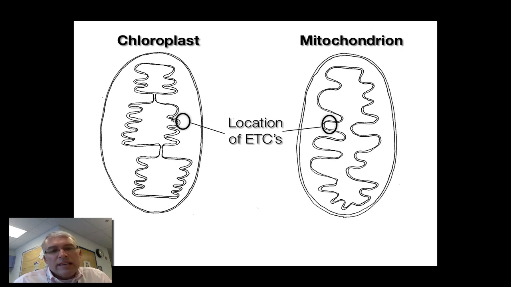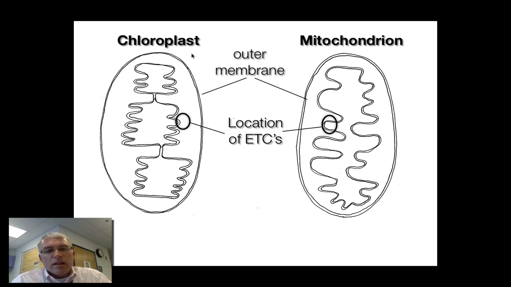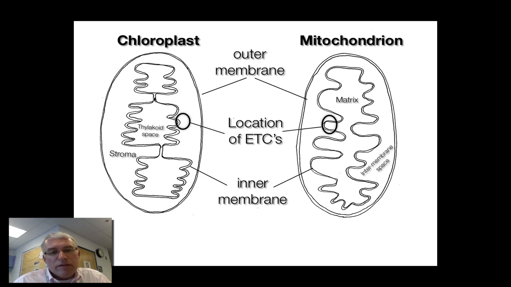Now, in the chloroplast, they also have electron transport chains. They're going to be doing the exact same thing that they were doing in respiration, but in the case of a chloroplast, they're located on the thylakoids, which are these individual layers inside of this larger structure called a grana. Alright, now chloroplasts and mitochondria are both surrounded by an outer membrane, and of course we've talked about the inner membrane being folded to increase its surface area.